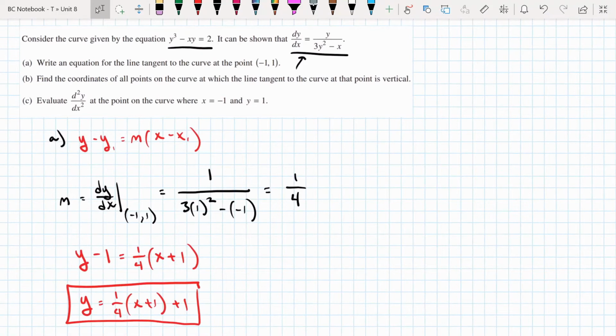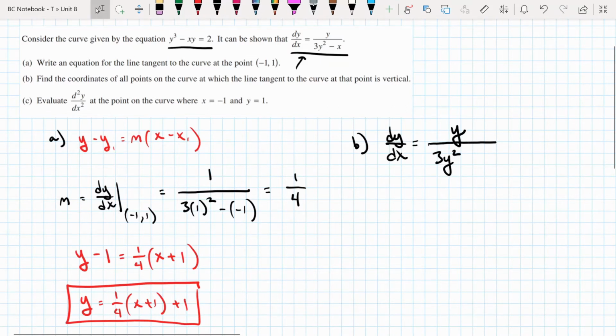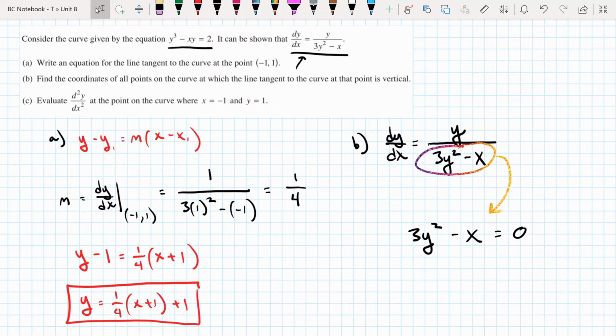Second question wants us to find the coordinates where the tangent line is vertical. So to do that, we're going to start with the derivative here. Then if you remember from our notes, the tangent line will be vertical when the slope of the derivative is undefined. And to do that, we're going to set the denominator here equal to 0. So 3 times y squared minus x equals 0.